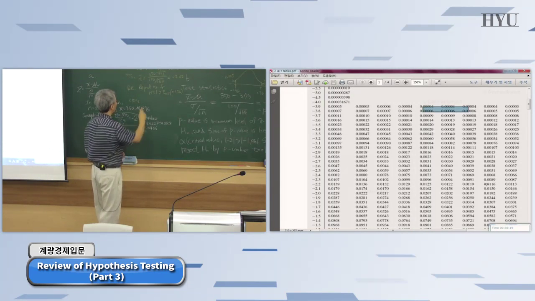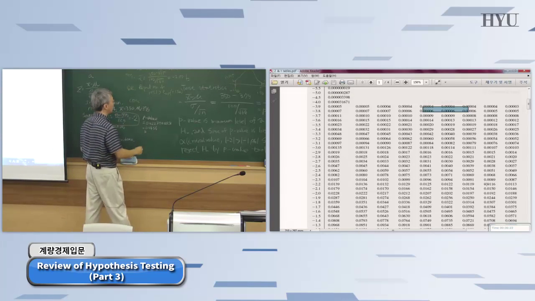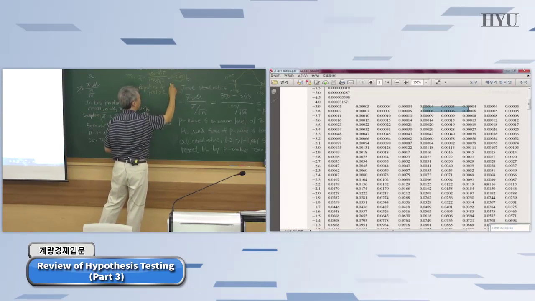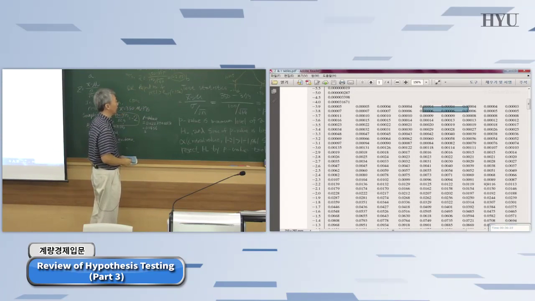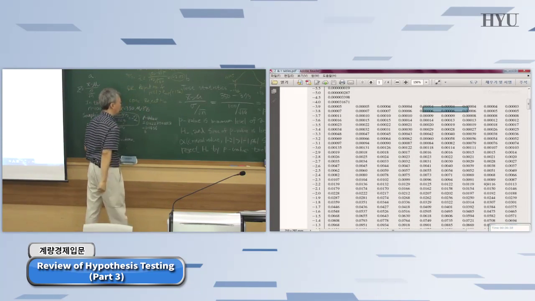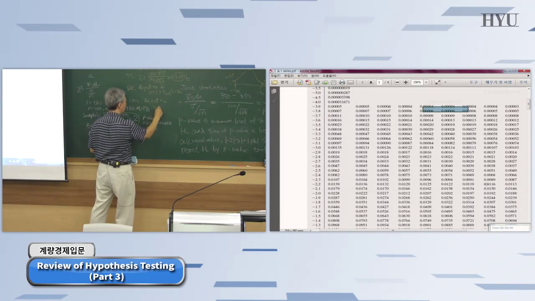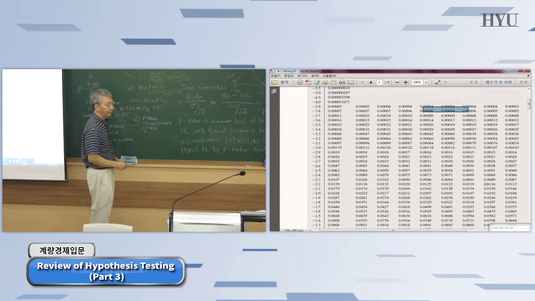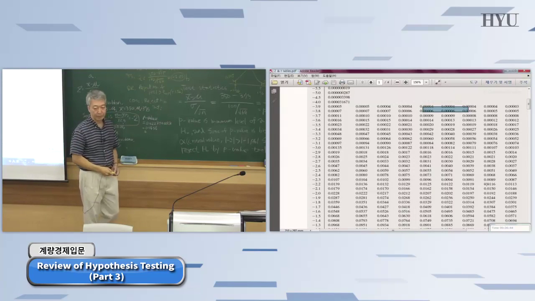1, 2, 3, 4, 5, conclusion. Well, since the absolute value of the test statistic is 2, which is greater than the critical value, your conclusion is reject the null hypothesis, right? And then the interpretation is what? What does that mean?